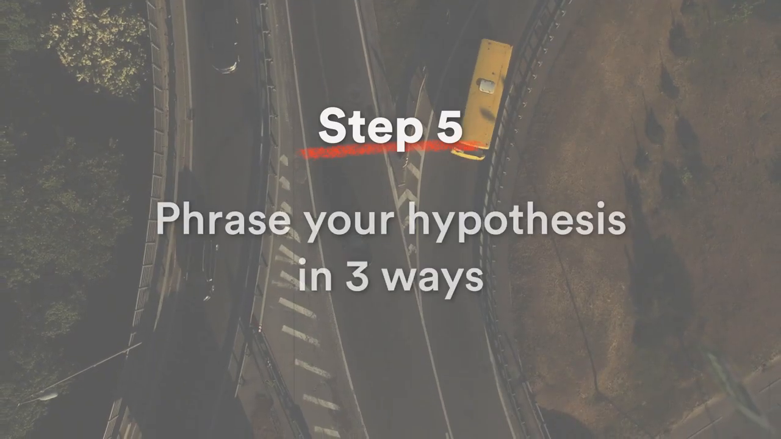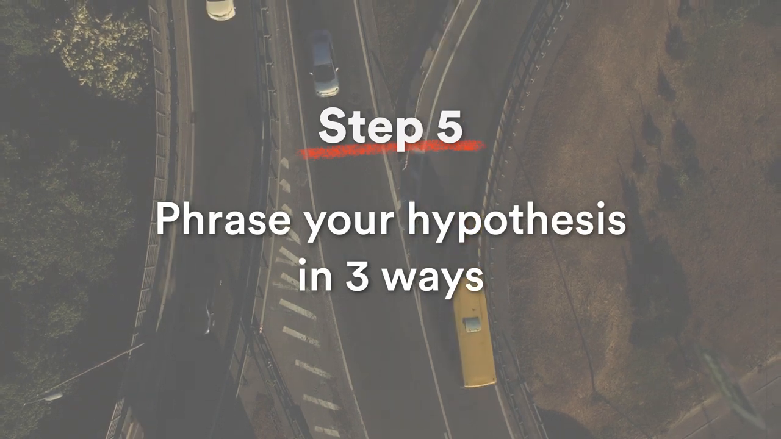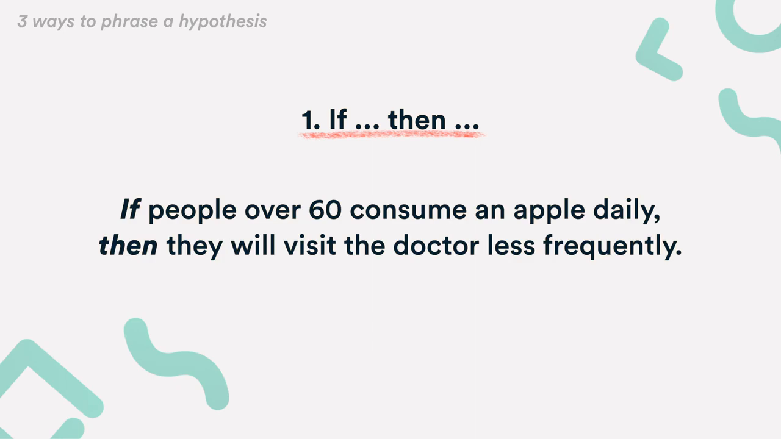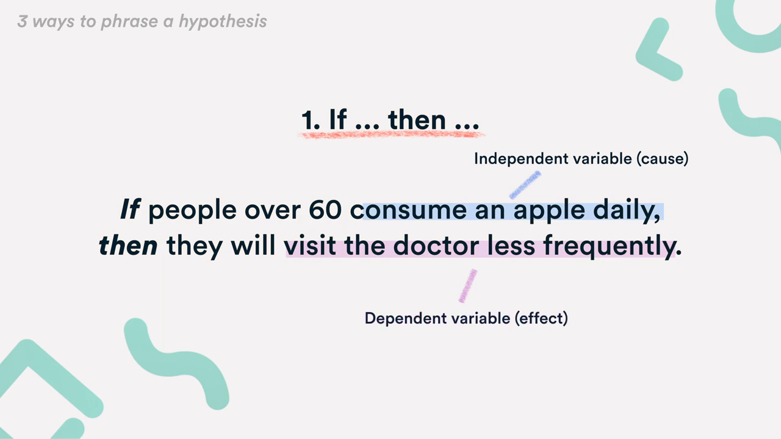Step 5. Phrase your hypothesis in 3 ways. First, we have the if-then form. If people over 60s consume an apple daily, then they will visit the doctor less frequently. The first part of the sentence, daily apple consumption, states the independent variable, which is the cause. The second part states the dependent variable, frequency of doctor's visits, which is the effect.